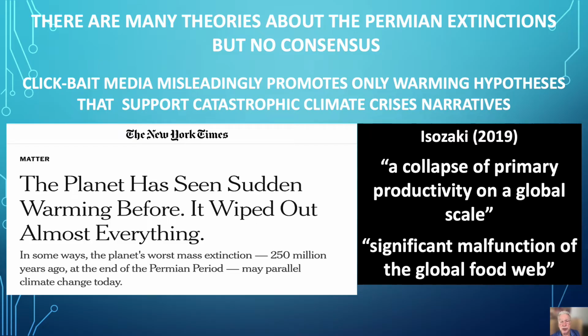However, many researchers have pointed to the competition for the declining carbon dioxide. That resulted in severely reduced photosynthesis, the collapse of primary productivity, and a significant malfunction of the global food webs. Evidence is rapidly accumulating to support their conclusions.